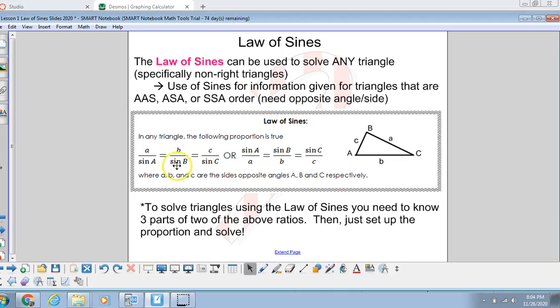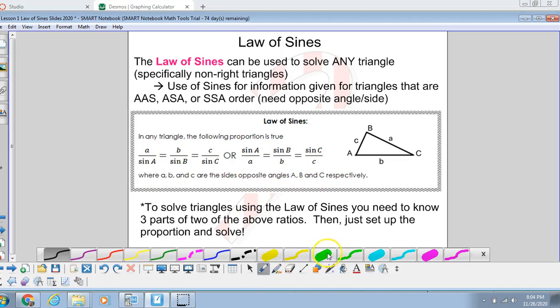So again, the law of sines says that in any triangle, this following proportion is true. A over sine A equals B over sine B equals C over sine C. This is the way that I tend to write mine, with the side over the angle, but you could also write it sine A over A equals sine B over B, or sine C over C, where A, B, and C are the sides opposite angles A, B, and C respectively.